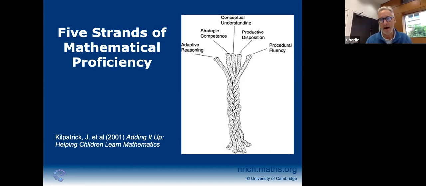So I want to talk a little bit about the five threads. This is a model that came about from the work that Jeremy Kilpatrick was doing with some colleagues some time ago, and the reference to the work will be available for you if you want to follow this up. When NRICH started, there was some concern that the maths that was offered to students was slightly out of balance. There was a lot of focus on conceptual understanding and procedural fluency, but not enough on the other three threads. So let's look at them each in turn.